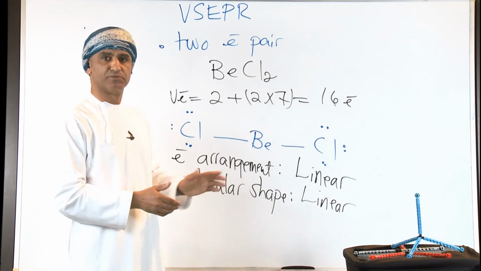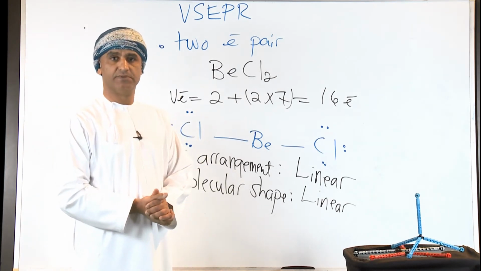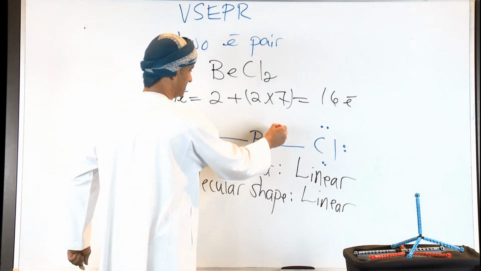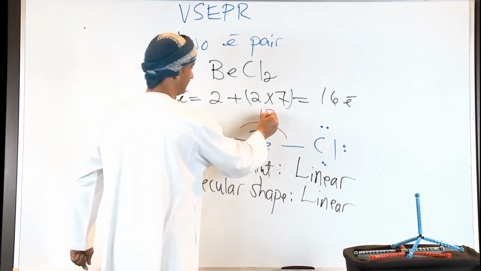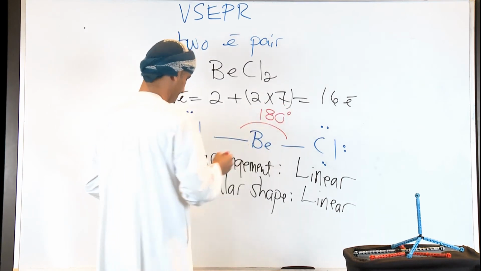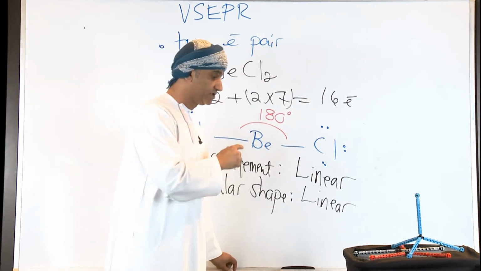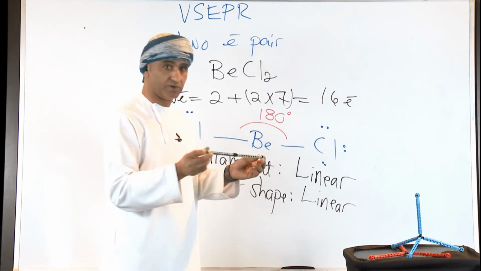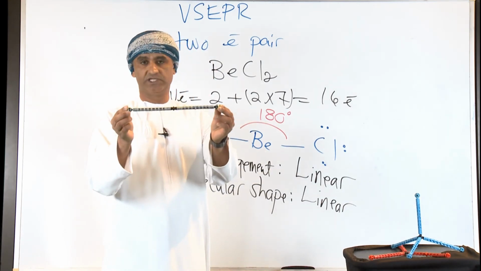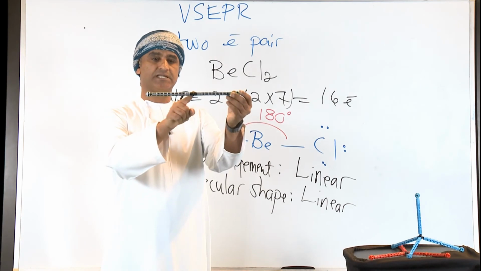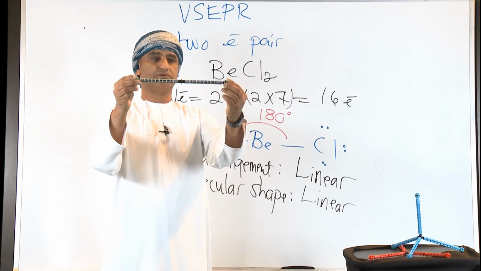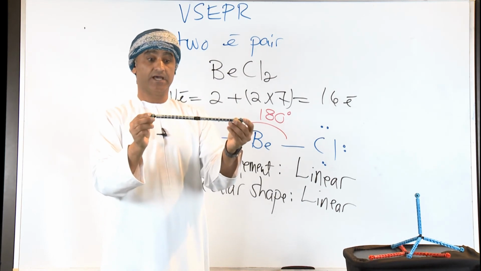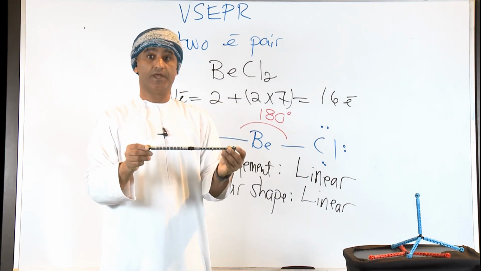Because of this linear molecular shape around beryllium in beryllium chloride, the bond angle is 180 degrees. So this is actually 180 degrees because the molecular shape is linear. We can actually construct a model using Darling models for beryllium chloride to achieve something like that. So this is the central beryllium atom, and these are the 2 chlorine atoms. You can see that the molecular shape is linear, and of course the bond angle is 180 degrees.